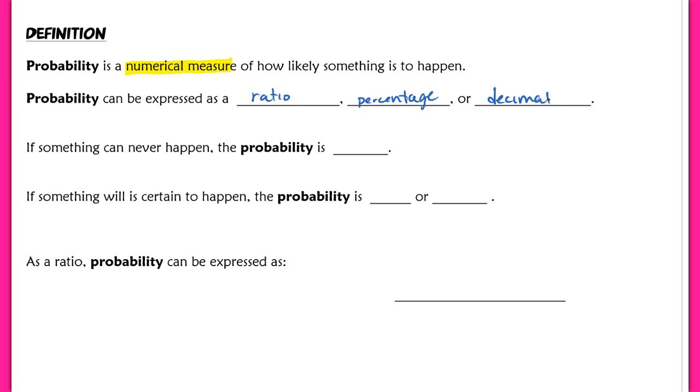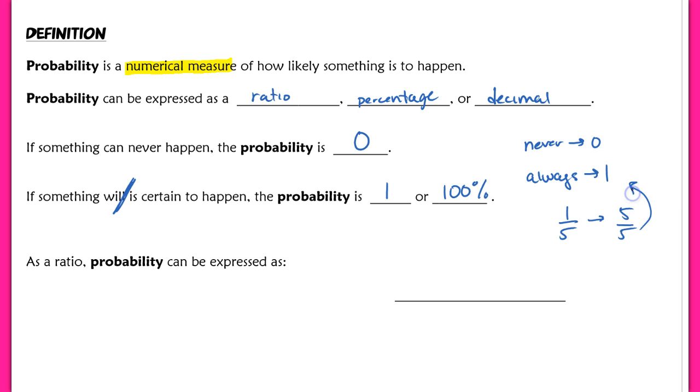Now, if something can never happen, the probability will be 0. If something is certain to happen, then the probability is 1 or 100%. So we use 0 or 1. If something never happens, the probability is 0. If it will always happen, the probability is 1. It's a fraction. Like in our above example, when it was 1 out of 5, if it would always happen, then it would be 5 out of 5, or equal to just 1.